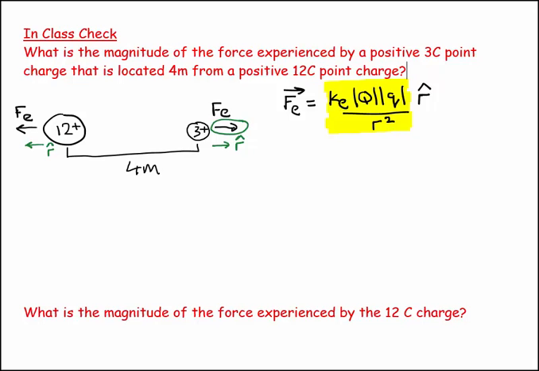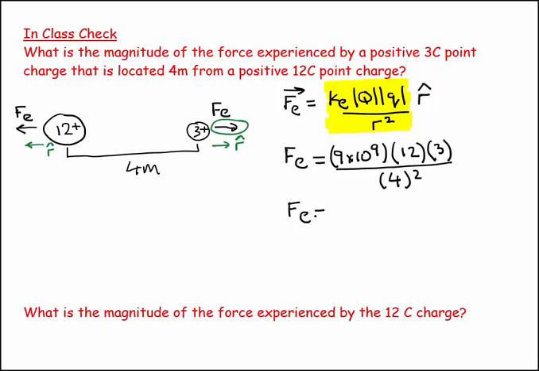So basically, I say my force magnitude is equal to Ke, which is 9 times 10 to the 9, that's the value of it, you look that up, times Q, and the big Q is 12, and then little q was 3, and then R squared, R was 4, so that's going to be 4 squared. And this is just sums. The force experienced by the 3 Coulomb charge is going to equal 9 times 10 to the 9, and then I'm going to multiply that by 12, and I'm going to multiply that by 3.